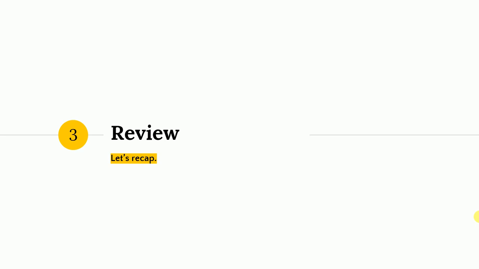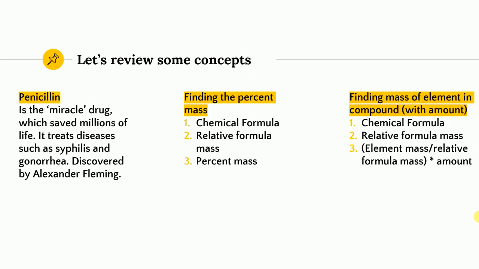Now let's recap on what we have learned in today's video. A little bit about penicillin and its uses and who actually discovered it. Well, Alexander Fleming. And secondly, we learned how to solve these types of questions about an element's percent mass in a compound. And really there are only 3 simple steps to this. Find the chemical formula of the compound, find the relative formula mass of the compound and the element, then just divide the two and multiply by either 100% to find the percent mass, or a specific amount given in the question.